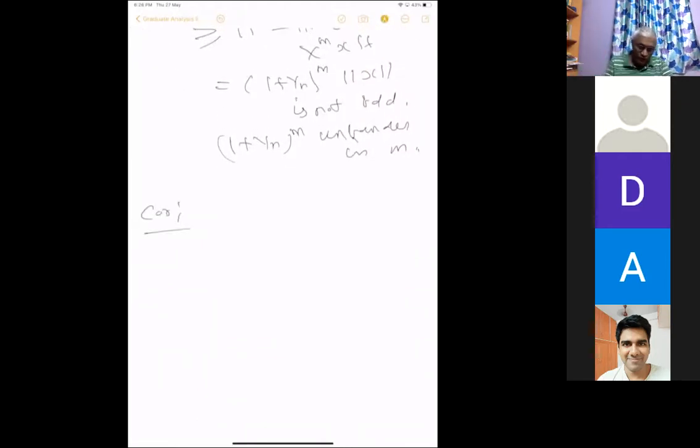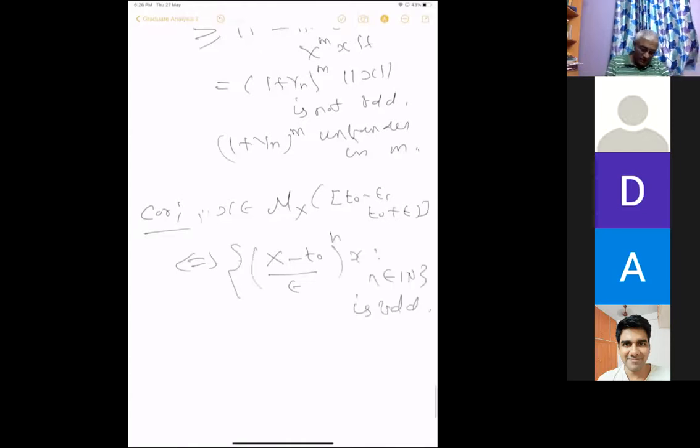So the first statement: x is in mx of (t0 minus epsilon, t0 plus epsilon) is equivalent to saying that (x minus t0) divided by epsilon, this operator applied on x, power n, n in N, is bounded. So this is the corollary one.